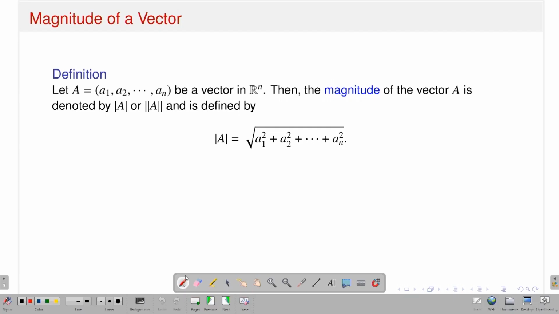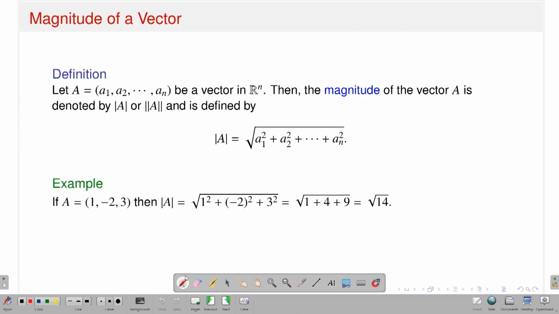Next, we define a concept called magnitude. This is something like modulus or absolute value, generalized to the vector. Let A = (A1, A2, ..., An) be a vector in Rn. Then the magnitude of the vector A is denoted by modulus A or norm A. If you put the double vertical line, it is called norm, otherwise the single vertical line is usually called modulus. Modulus A is defined as the square root of A1 square plus A2 square plus up to An square.